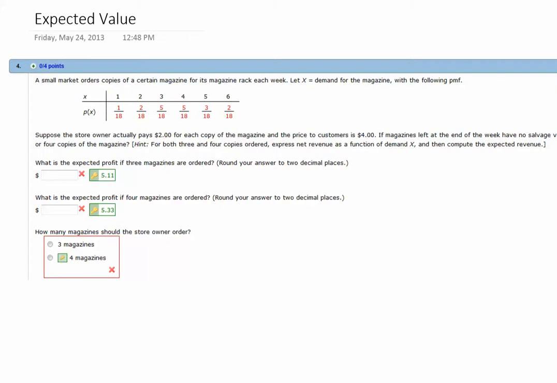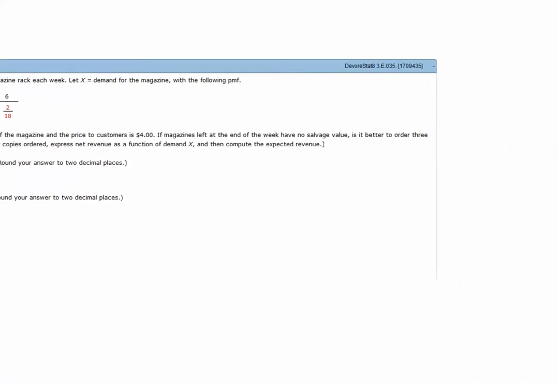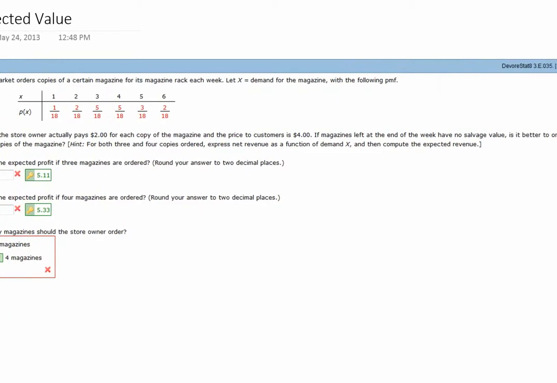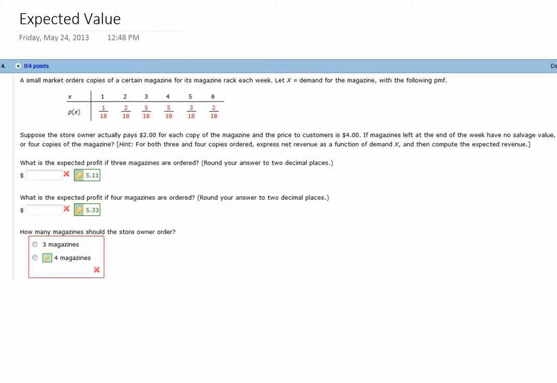Here's the problem for expected value. This is problem 4 on your current homework, or exercise 3.035 in your book. It tells us that we have a small market that orders copies of a certain magazine each week. X is the demand for the magazine with the following PMF. So this is the probability that people will want to buy 6 magazines is 2 out of 18.